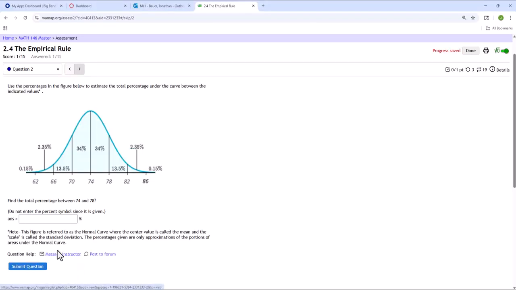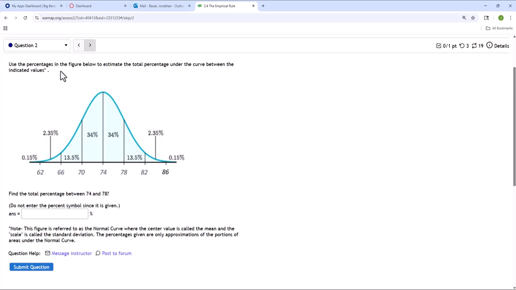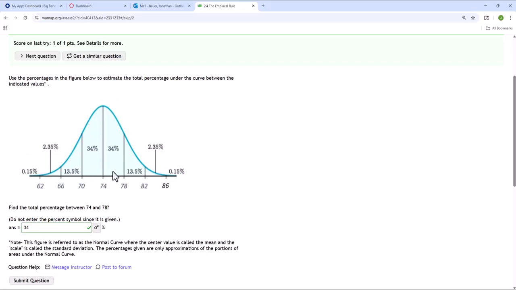So if I try to get some questions, first one coming out of WAMAP here, it says use the percentages in the figure below to estimate the total percentage under the curve between the indicated values. Find the total percentage between 74 and 78. So we need to find 74, which happens to be the mean, and 78, 1 standard deviation to the right. And that's this region here. So 34%. Do not enter the percent symbol since it's given to you. We're really just reading the graph for these ones.